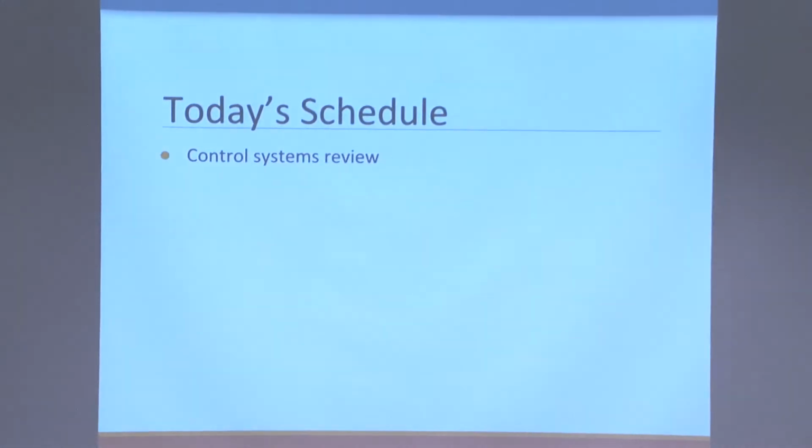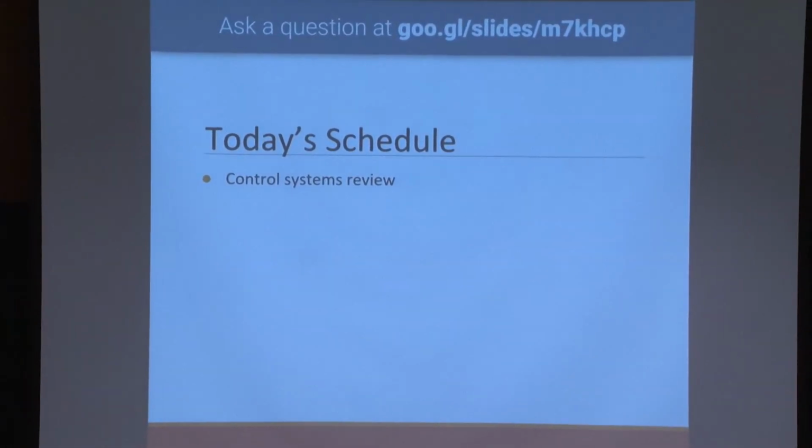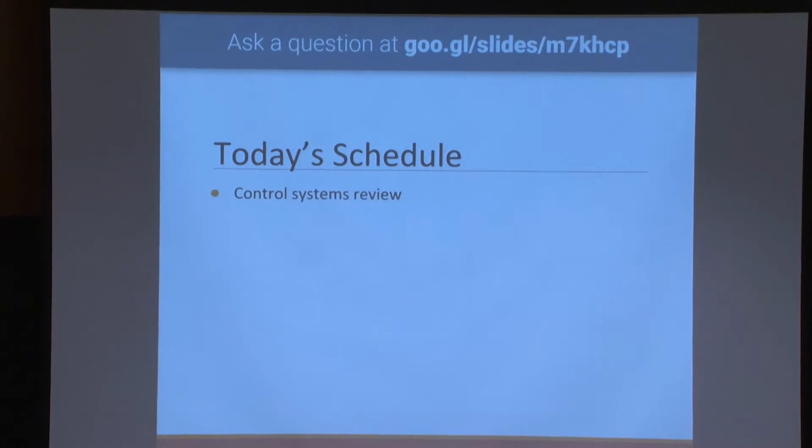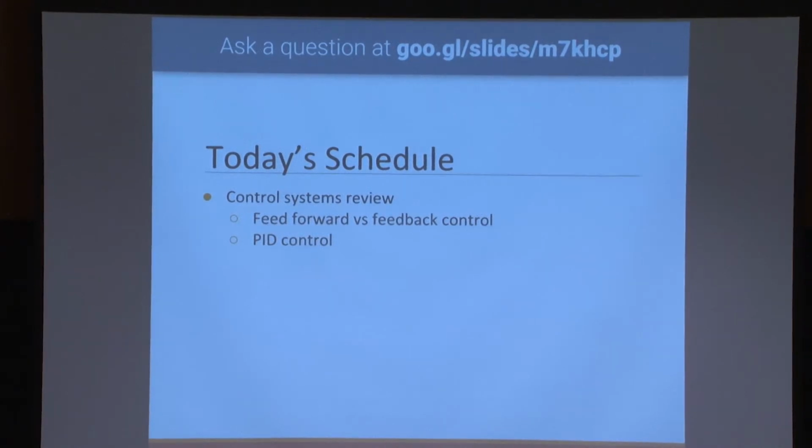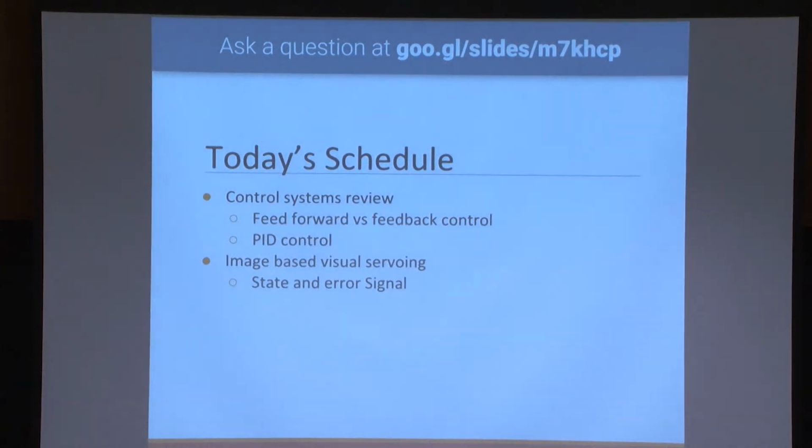We're going to go a little bit over the control systems review. Here we're going to really review the things we talked about last week, including feed-forward versus feedback control. We're also going to talk about PID control, just as a refresher. And then we're going to bring those topics into the context of visual servoing. We're going to talk about what is the state of the system and what is the error signal, and what that means with respect to the actual actuator commands.